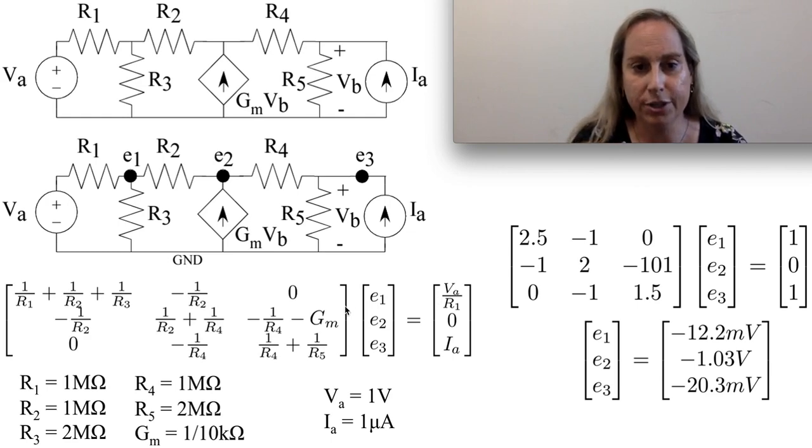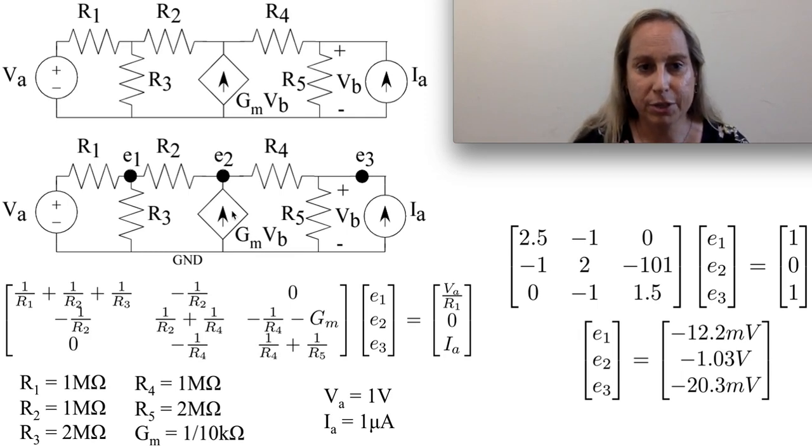The last question is, where did this GM come from? And that GM, which also corresponds to a 0, comes from this structure. Now you know that this is GM VB. VB is the voltage across R5. That VB is then also equal to E3. So another way to talk about it is that this is GM times E3. All right, that's cool.